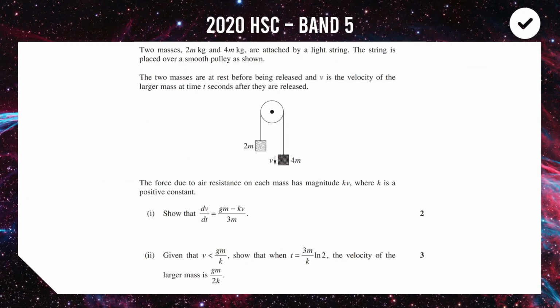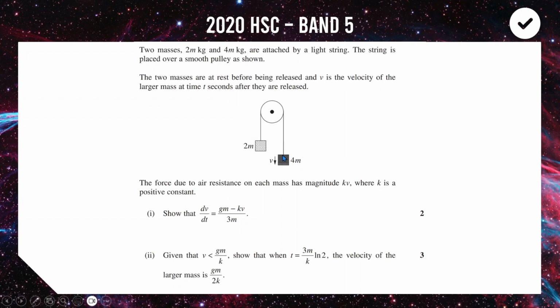Okay, on to the penultimate question now. This one is pretty tricky if you don't know how to set up the equations and understand what's going on with this pulley thing, but let's unpack it together. We've got a 2m and a 4m kilogram masses connected together on a light bit of string. Light meaning the string has no mass, which is impossible, but anyway. We have a smooth pulley with no friction. Two masses are at rest before being released.